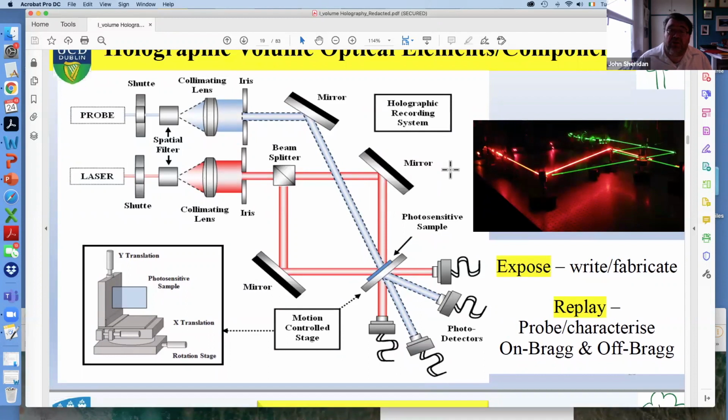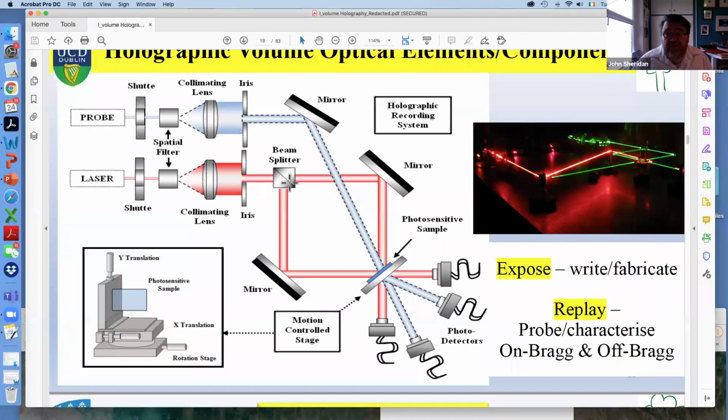Okay, so we've got this system where we have two beams. We have a laser beam here, which is going to be the exposing beam. The light comes out, we have a beam splitter, and we split the light into two parts. These two parts interfere inside the layer. And we have two detectors here, and these two detectors are measuring the transmitted light of the exposing beams.